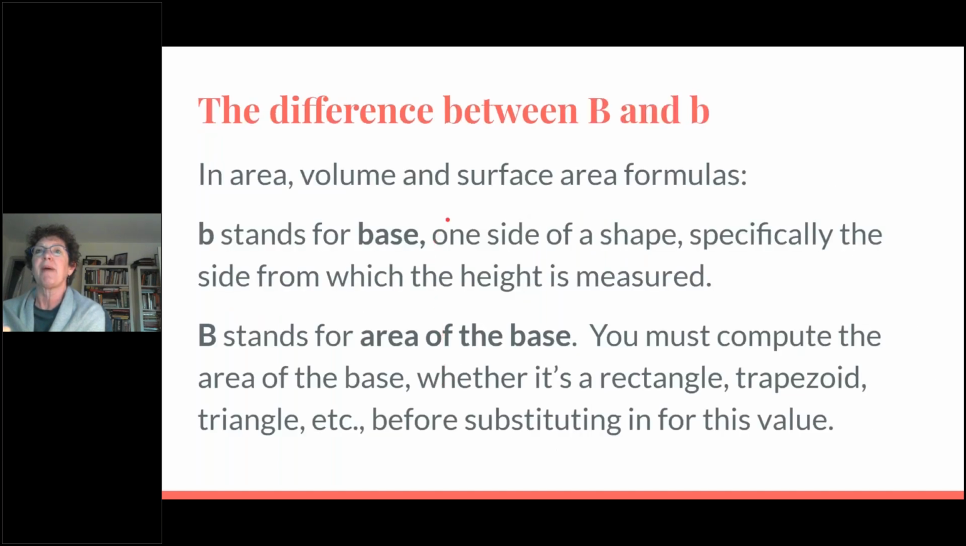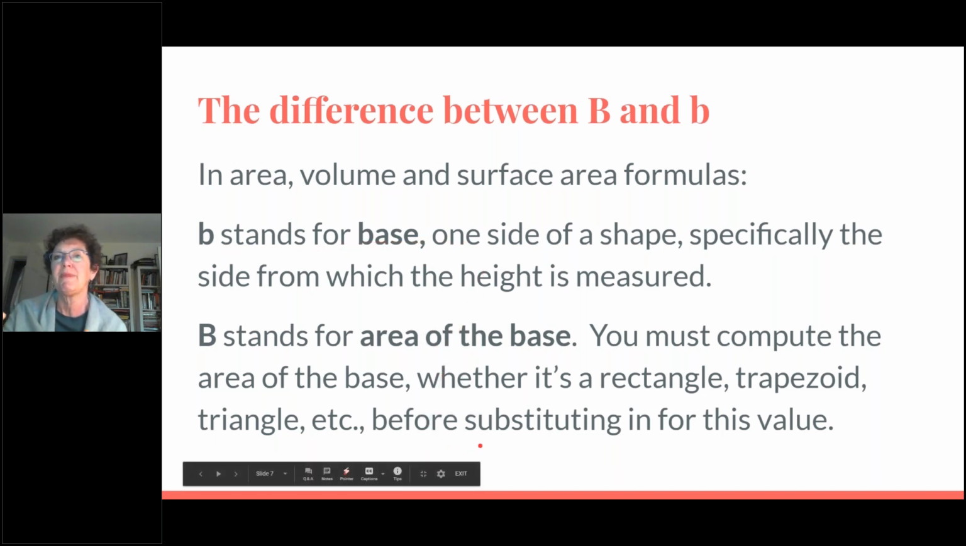Yeah, so we were talking about the difference between capital B and lowercase b when we're using formulas. So capital B stands for the area of the base. You must compute the area of the base, whether it's a rectangle, a trapezoid, a triangle, whatever shape that base is, and substitute in for that. If it's a lowercase b, it's just one side of the shape. And specifically, it's the side from which the height is measured. So we'll take a look at what that means. But that's really critical, knowing that it's uppercase B or lowercase b, and what does that stand for?